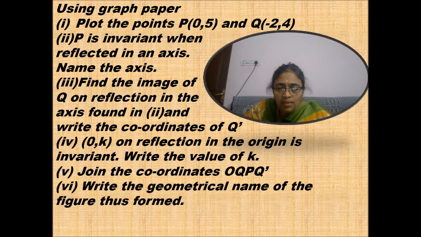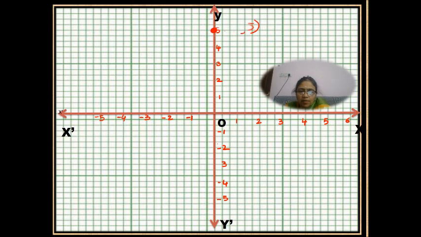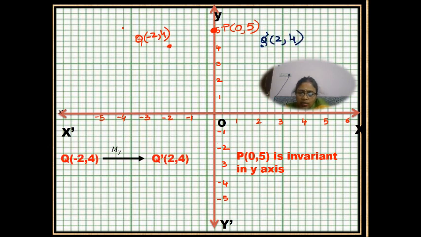So let us answer this question by drawing a graph. First, let us plot P (0, 5) and Q (-2, 4). When reflected, P (0, 5) is invariant in the y-axis. So, reflecting Q (-2, 4) in the y-axis, we get Q' (2, 4). Now, on joining OQ, PQ', we get a geometrical figure named kite.